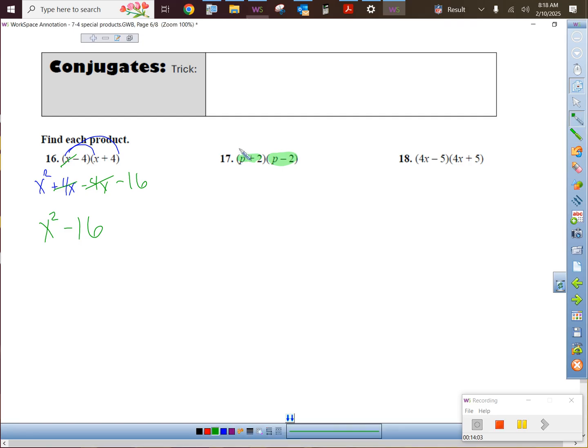So let's distribute. P times p, p squared. P times negative 2, minus 2p. Then plus 2p minus 4. Combine like terms, what happens? They add up to be nothing. Talk to a neighbor. Can you see all three ingredients? What will be the trick on this one? How do you get the other guys?